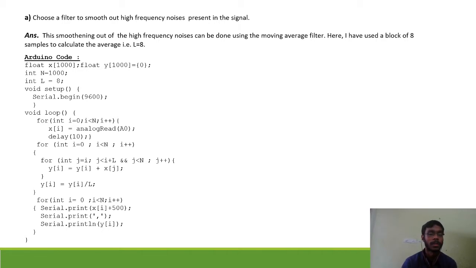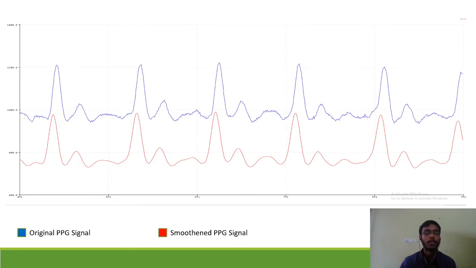We are using two for loops, one for declaring y[i] and another for taking the first 8 samples and averaging them to get a single value. The moving average function is the same as before. Then we are printing the data x[i] and y[i]. You can see that in the live recorded PPG signal, some very high frequency noises are there in the low portions. The blue one is the live recorded PPG signal, and the red one is the smoothed out PPG signal.